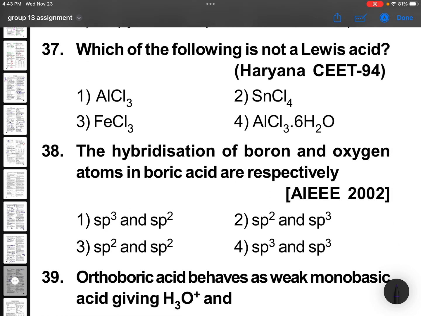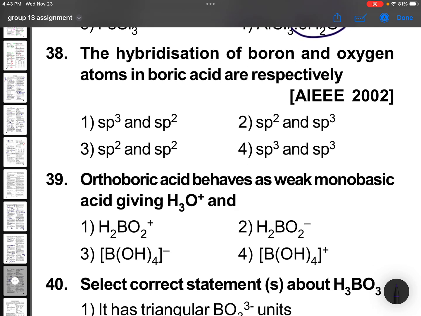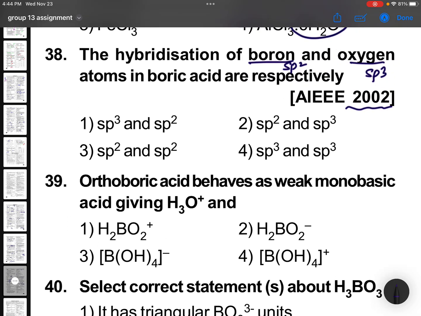Okay, now. Which of the following is not a Lewis acid? To function like a Lewis acid, it should have vacant orbitals. Here all 6 water molecules are occupying. No chance. The hybridization of boron and oxygen atoms in boric acid respectively. Boron is sp2, oxygen is sp3. A triple question you can expect. Okay, now sp2 and sp2? No, it will be sp3.